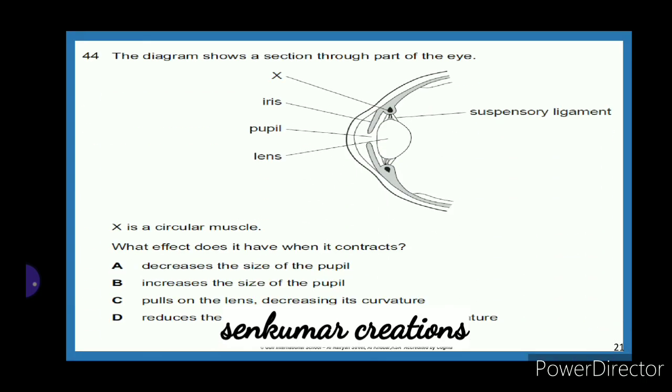The diagram shows a section through a pair of eyes, showing the iris, pupil, and a lens. So X is a circular muscle. And what effect does it have when it contracts? Reduces the pull on the lens, and the lens reduces its curvature.